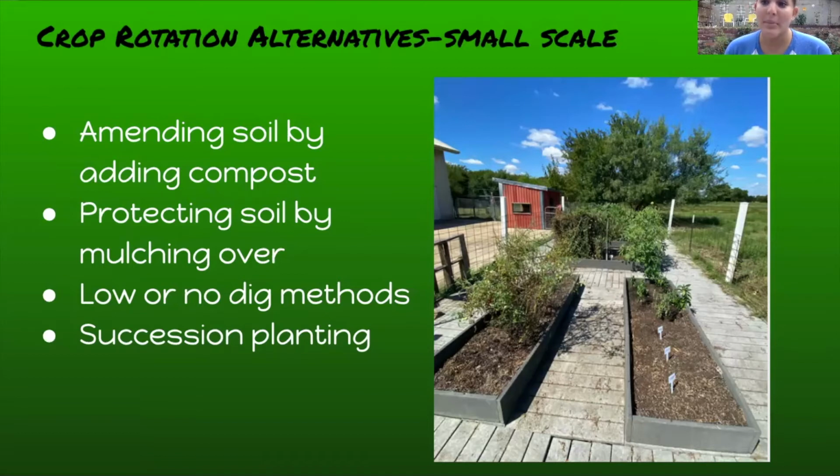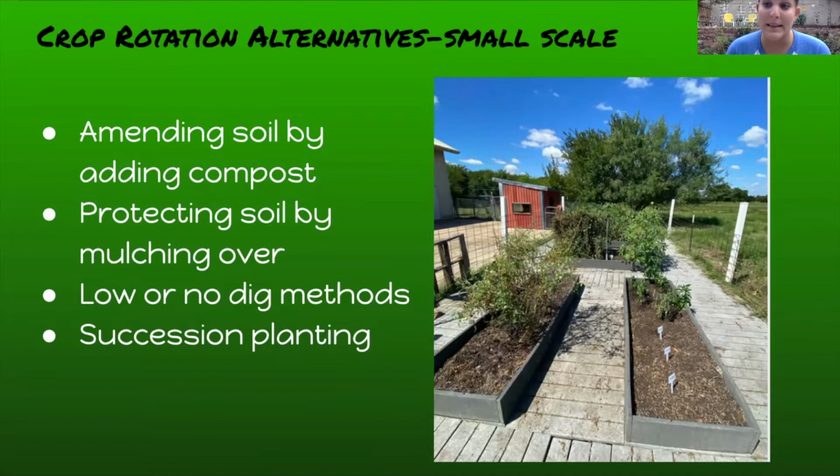There are some alternatives to crop rotation if it gets too complicated. I've shown you simple systems, but there are really complex systems that span year after year after year and get a little more complicated. But there are some alternatives, especially on a smaller scale, that are manageable. You can amend the soil by adding compost, which you'll learn about in a little bit. You can protect the soil by mulching it over when it's not being used.